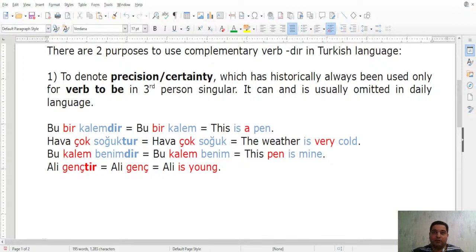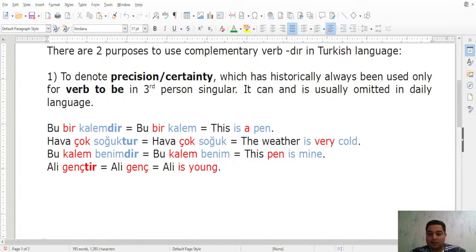But other than that, from the writing, you should be able to differentiate precision from probability, because it is all about the meaning. Are you talking about probability, something being probable or not? That's how you understand whether that dır can be kept there or can be omitted. But again, in modern Turkish, if you want to mean precision, certainty, it is usually omitted. We don't need it. It is needless, it's redundancy. But if you want to mean probability, it is always there.